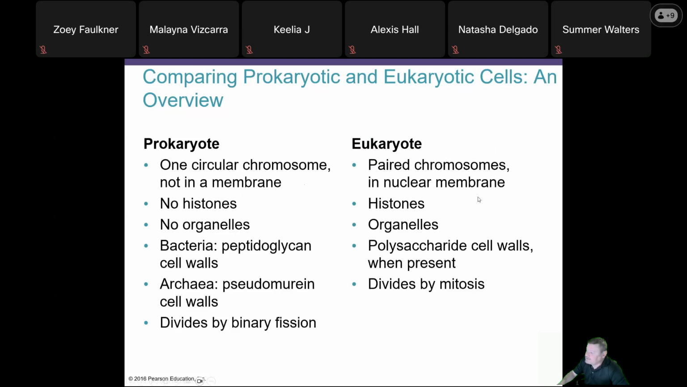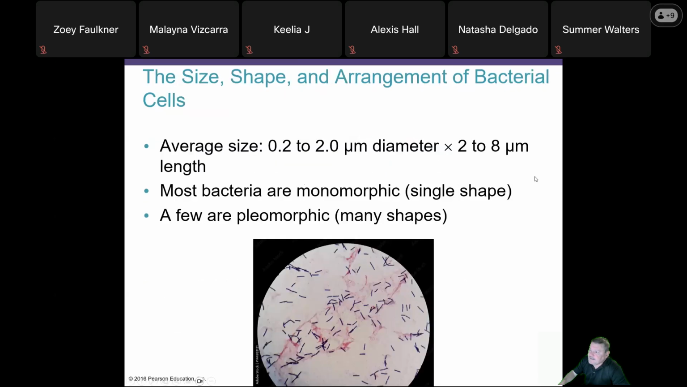We have histones, we have organelles, polysaccharide cell walls when present, like in plants. You have chitin cell walls like in fungi. And these are going to divide by mitosis instead of binary fission. These are very tiny cells, and most bacteria that you're going to be viewing are around 0.2 to 2 micrometers in diameter and about 2 to 8 micrometers in length.